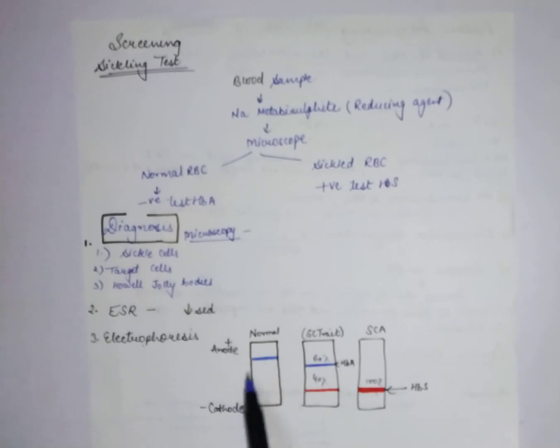So these bands can be detected as follows: in case of normal, hemoglobin A will move faster towards the anode, and hemoglobin S, that is in case of sickle cell anemia, this band will move slower towards the anode.